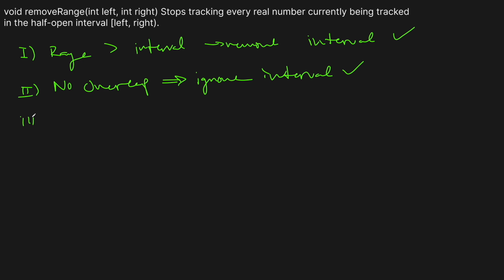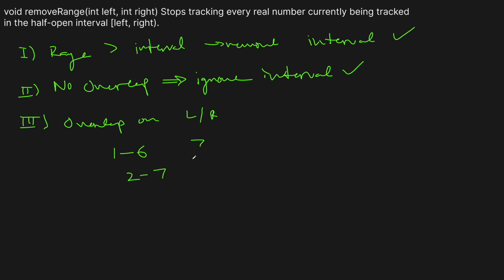So the third case is that there is overlap, overlap on the left or the right boundary. So we're asked to remove the range 1 to 6, but then we have an interval from like 2 to 7. Obviously there's going to be overlap here. So in this case, we just want to modify the interval and get rid of what we need to get rid of. If we need to get rid of 1 to 6, then we would get rid of basically 2 to 6.